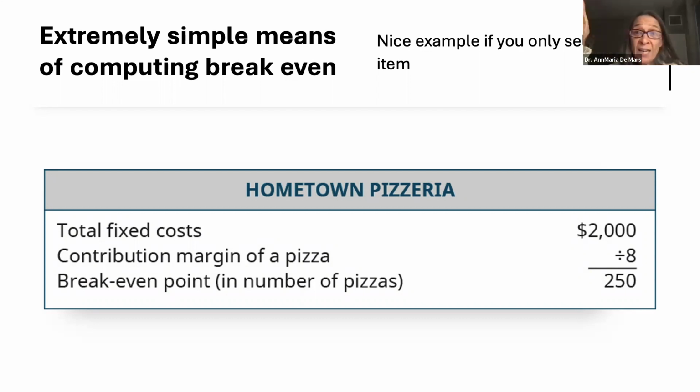Then if my break-even cost on every pizza is $8, I say, all right, I'm making $8 on a pizza. I have to come up with $2,000 a month. So I divide 2,000 by 8, and I need to sell 250 pizzas. That's my break-even point. So that's the concept. But of course, in real life, most people aren't just selling one product or service.